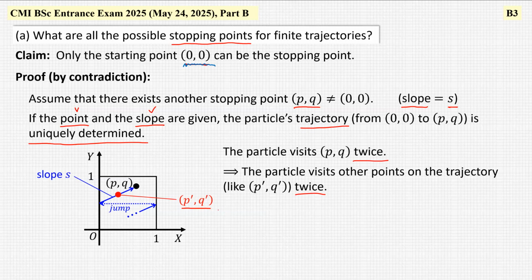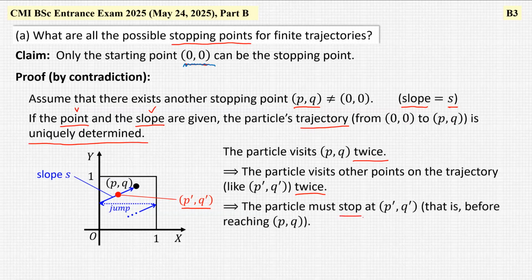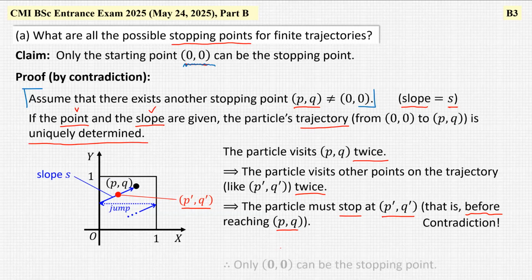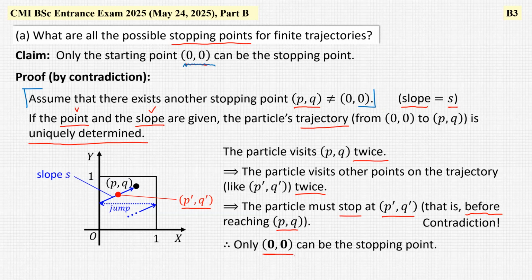But according to the rules given in the problem, the particle must stop if it visits the same point twice, meaning that it must stop at points like P', Q', which is before reaching point P, Q. But we have already assumed that the particle can travel all the way up to P, Q, which is a contradiction. Therefore, our assumption that P, Q can be the stopping point is wrong, meaning that only 0, 0 can be the stopping point.